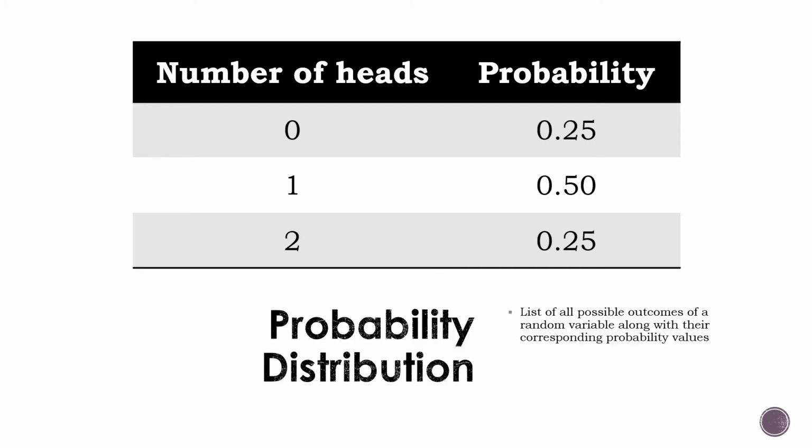Probability distribution is a list of all possible outcomes of a random variable along with their corresponding probability values. An example of this is a coin toss. The probability distribution table shows each outcome associated with its probability as shown in this slide.